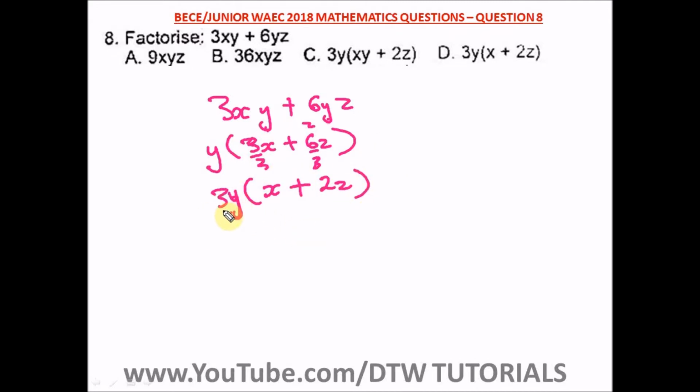If you want to be sure that you factorized rightly, all you need to do is open the bracket again to confirm that you arrive at the question given. Let us do that together. 3y times x will give us 3yx, plus 3y times 2z. Remember, 3 times 2 is 6, and we have our yz. So we are correct. This is our answer, and our right option here is option D.